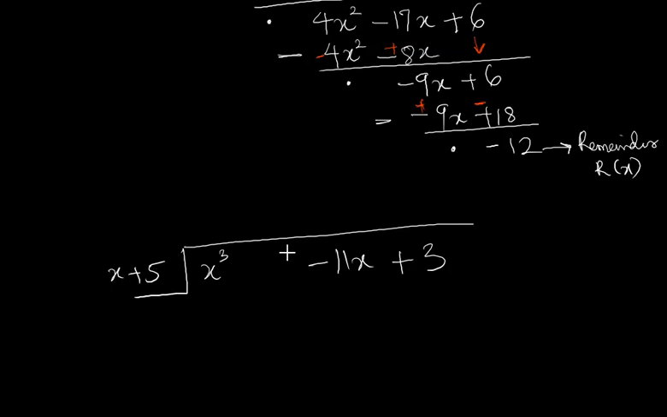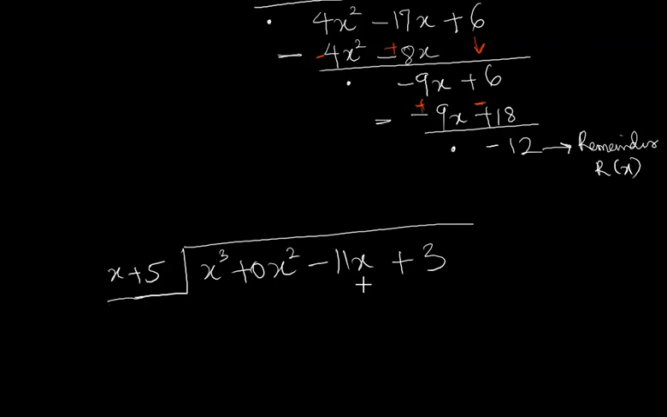Now you can see I'm leaving a space here because, from the last example we did, I said to check whether it is in order. Actually, something is missing here. We have 3, we're supposed to have 2, so we're going to add 0x squared in order to balance it. Now it is in order. We have x cubed, x squared, x raised to the power 1, and x raised to the power 0 here. So now it is in order.